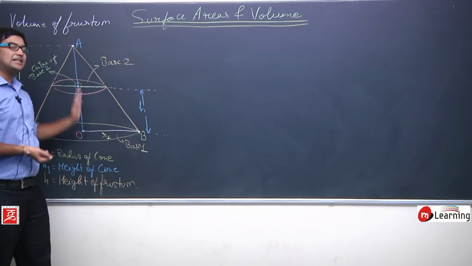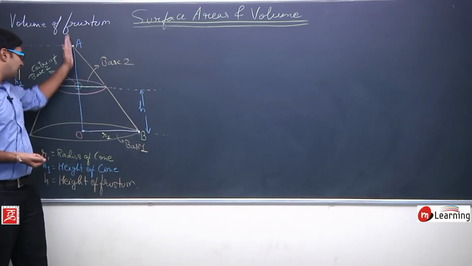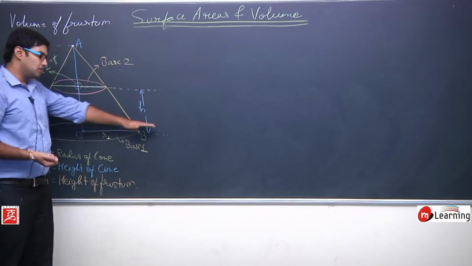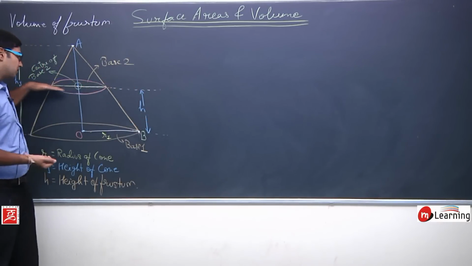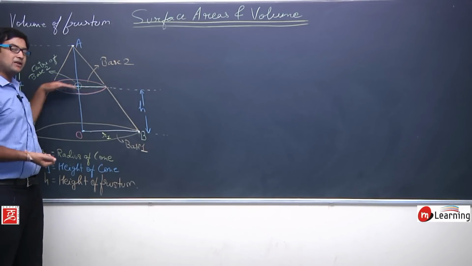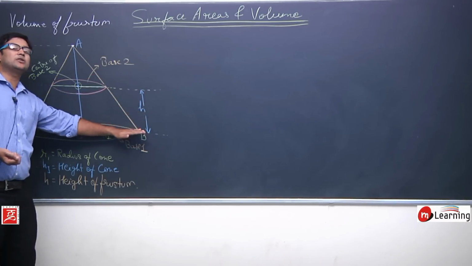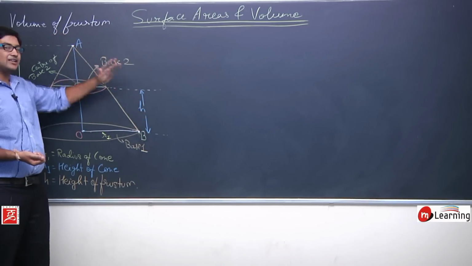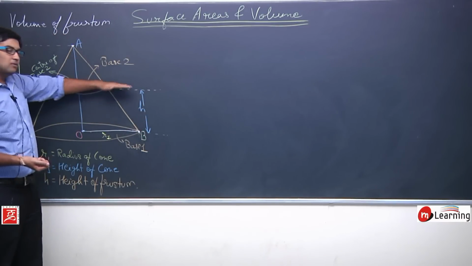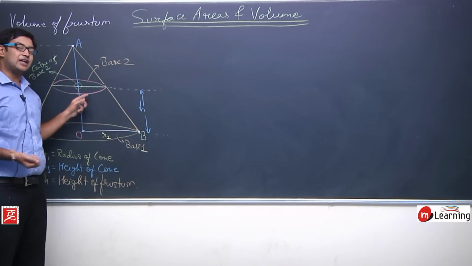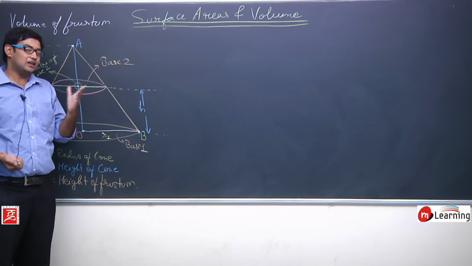Why? Because this is a right circular cone. This AO line is perpendicular to the base, and the plane by which I cut this cone is also parallel to the base. So definitely this line is perpendicular to this plane of cut also, and this point is the center of this base. Why? Because this cone is a symmetrical figure.